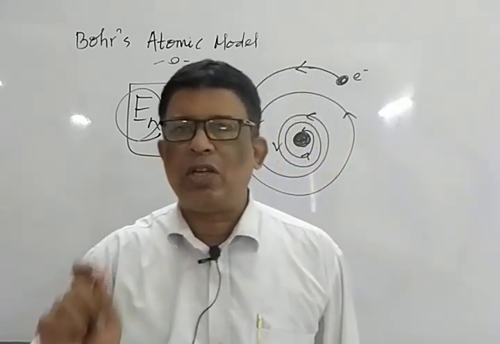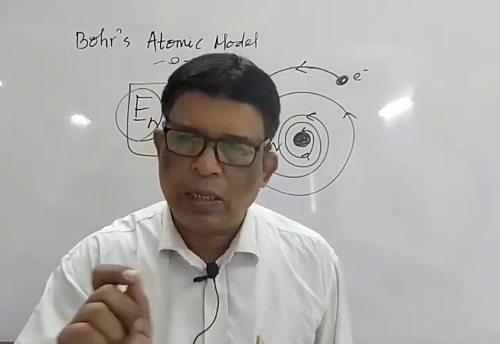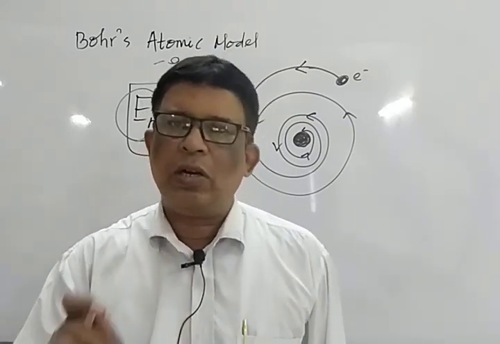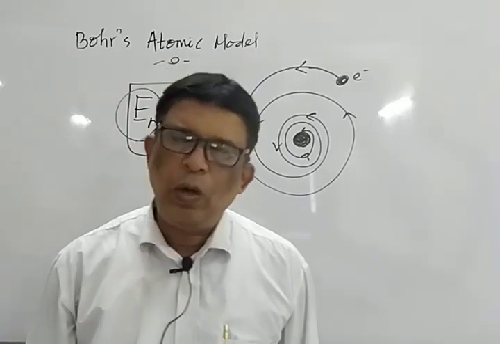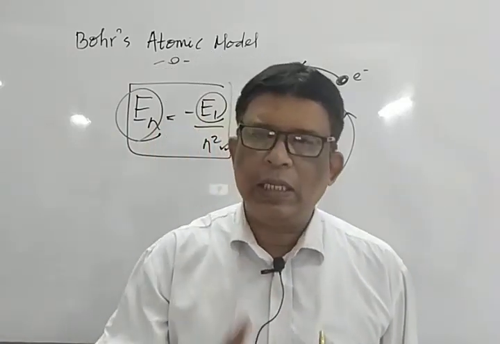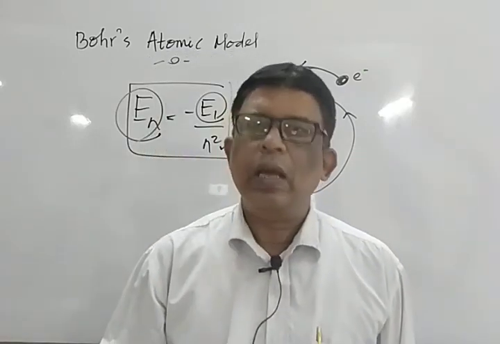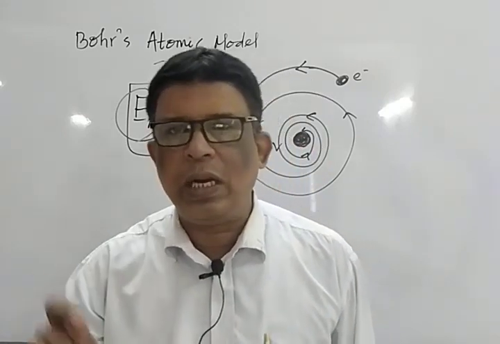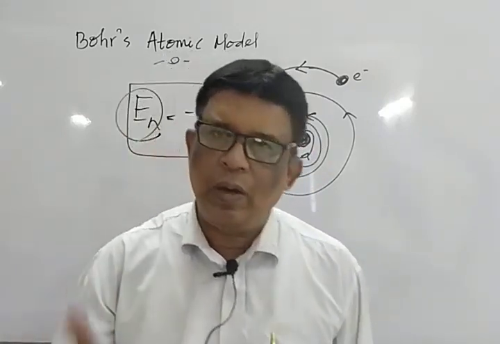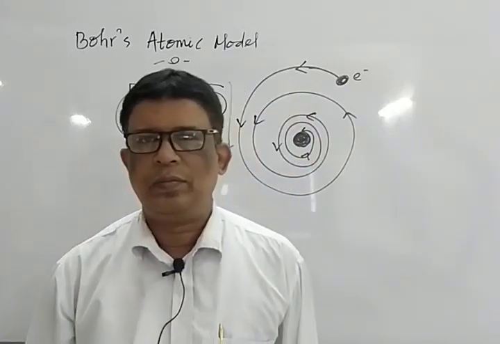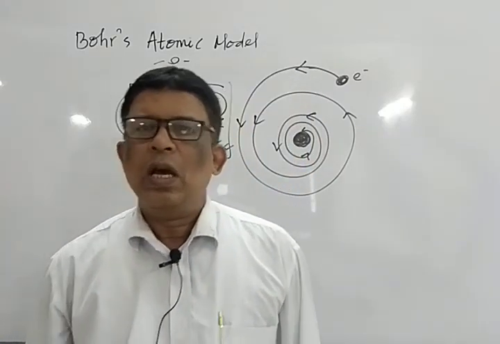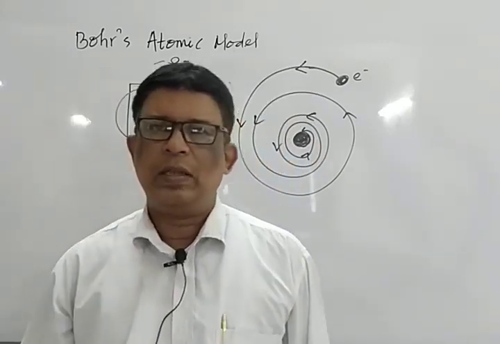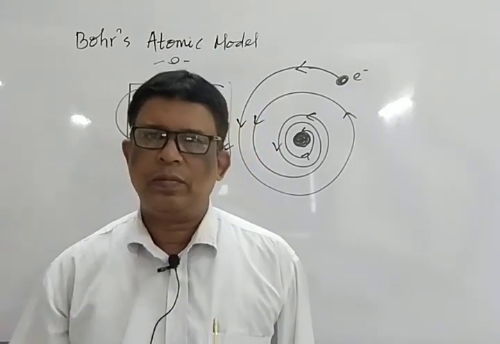So while deriving expressions for calculation of energy, velocity, and radius, simultaneously we derive two expressions. One is for the electron in the hydrogen atom, and the other for hydrogen-like species, that means all the ions having one electron. Next, as long as an electron revolves in a particular orbit, it never loses or gains energy.